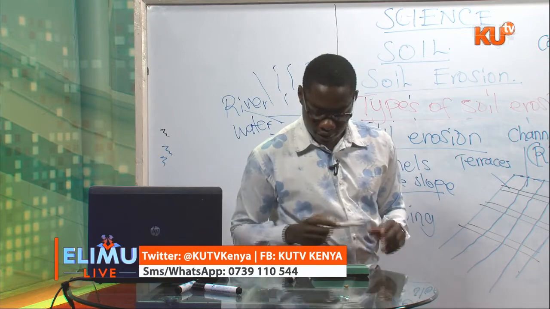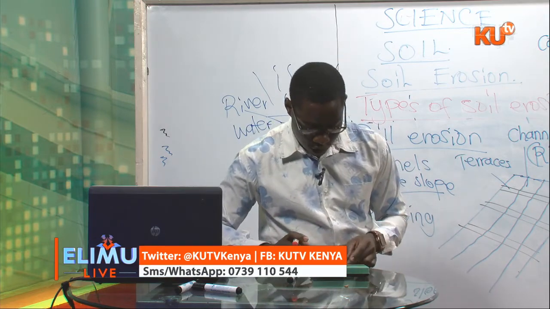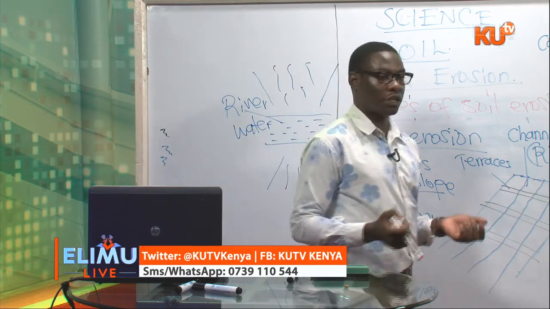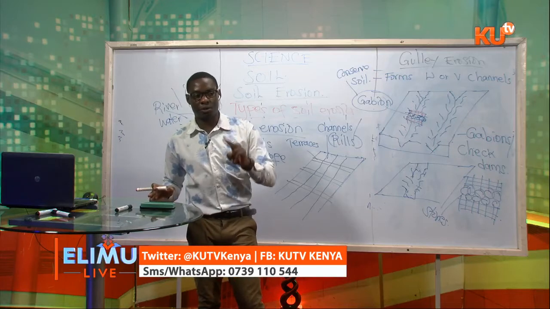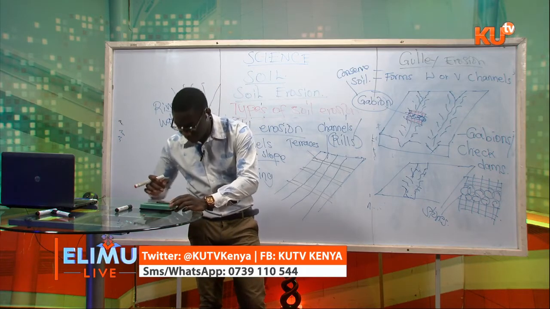Someone called Frederick: Hey teacher, I'm Frederick from Magadi. Which is the main agent of soil erosion? The main agents of soil erosion, as I was discussing, we have water and wind. Those are the main agents.